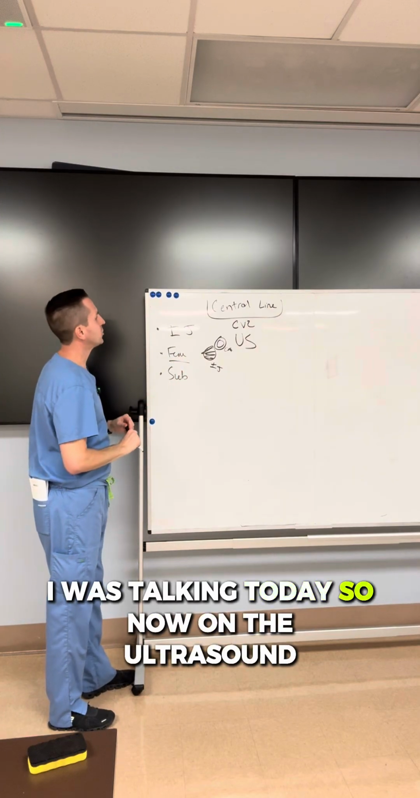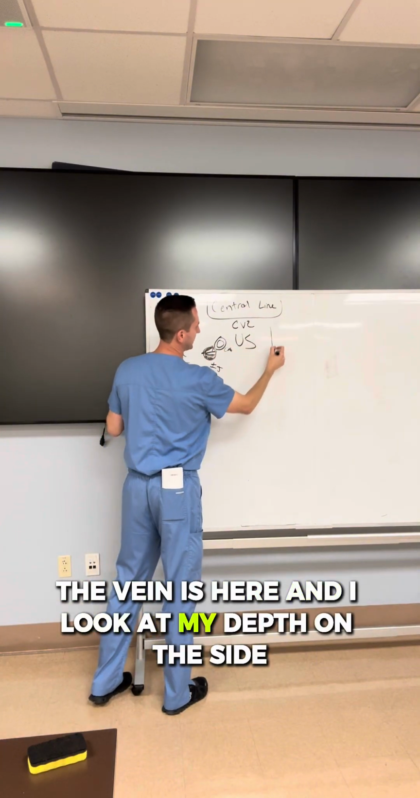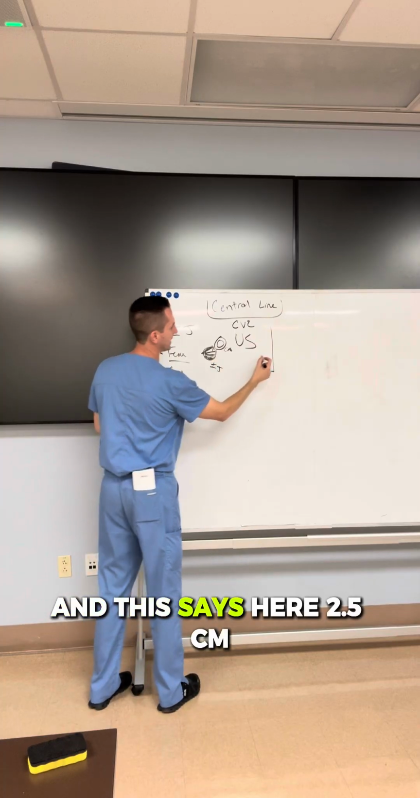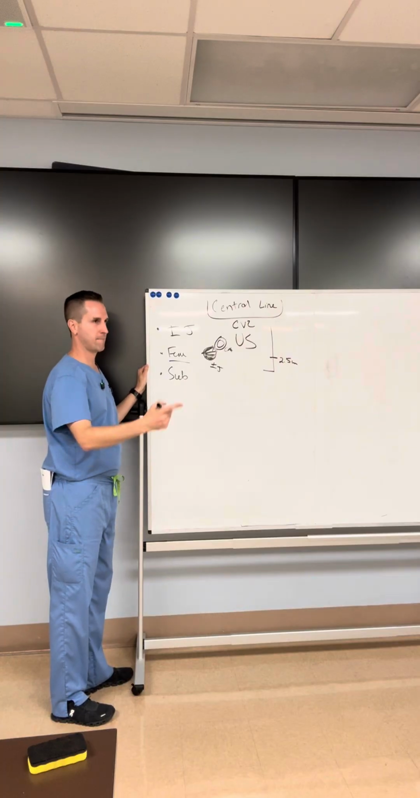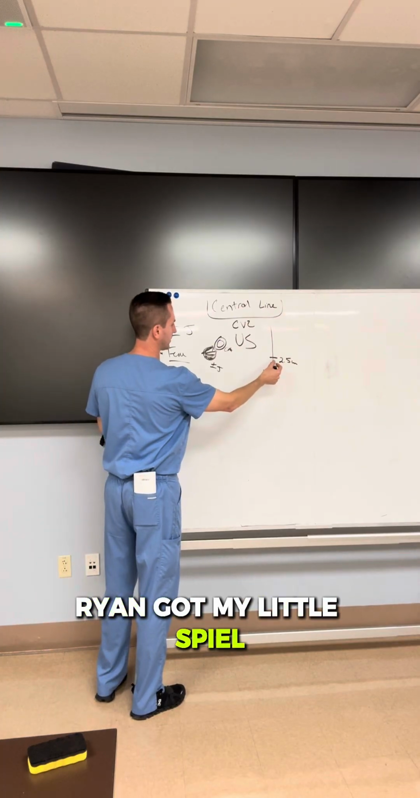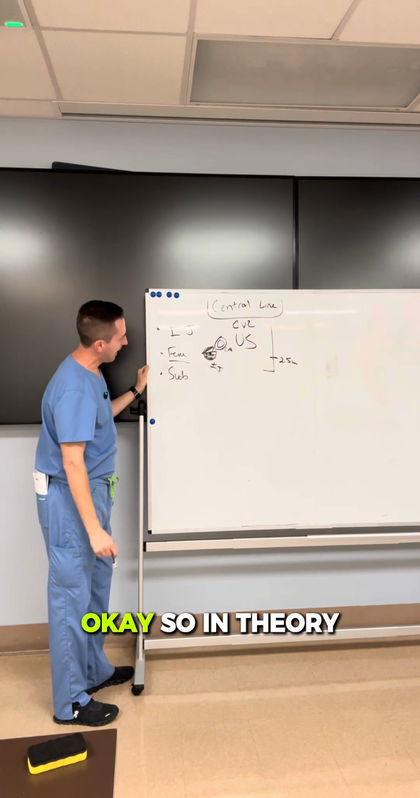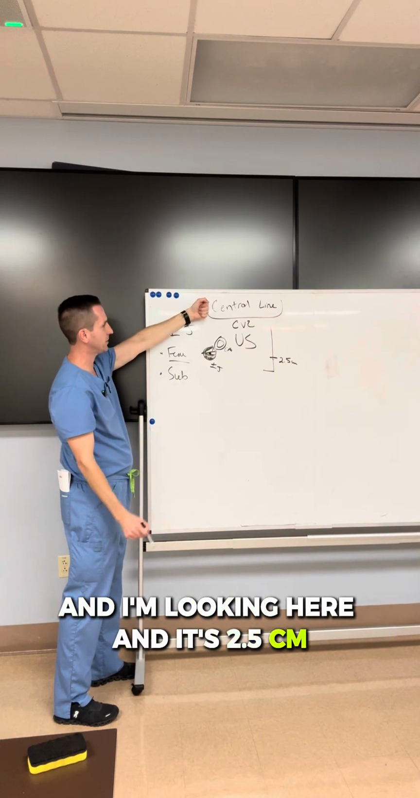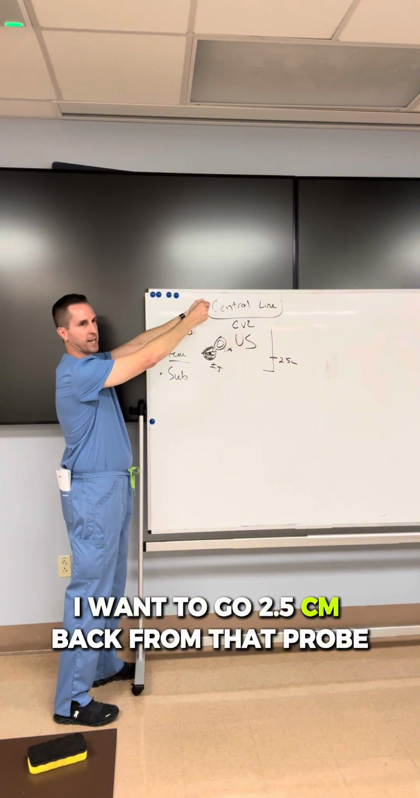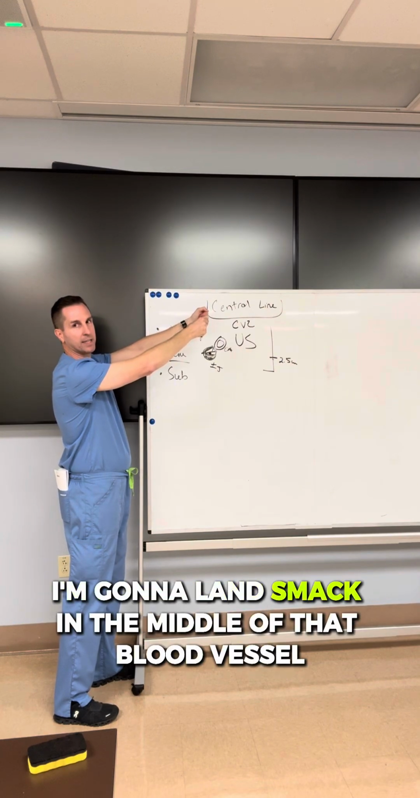So now on the ultrasound, the vein is here, and I look at my depth on the side. And this says here 2.5 centimeters. Why is that important to me? You start 2.5 centimeters back. Yeah. So this is 2.5 centimeters to the center of the vessel. In theory, my ultrasound probe is here, and I want to go 2.5 centimeters back from that probe, and then go in at 45 degrees, and then I theoretically am going to land smack in the middle of that blood vessel.